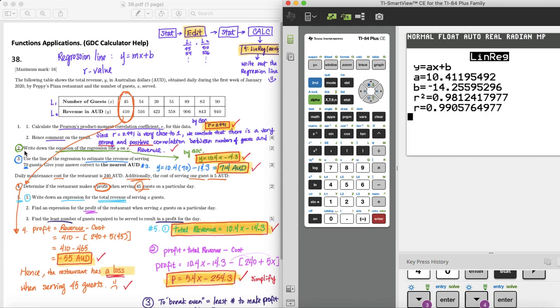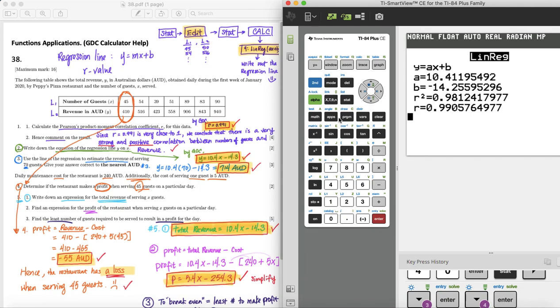So number 2, write down the equation of the regression line y on x. As you can see, it's a straight line. So location, location, location. This tells us the A value is equal to 10.4, good, and my B value, the y-intercept, is equal to 14.3. Now use your eagle eye, it's a negative, so when you write down your equation, make sure that it's correct, okay? All right, moving on.